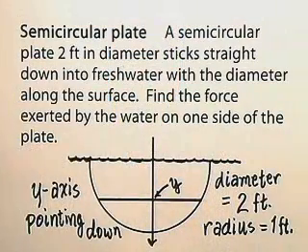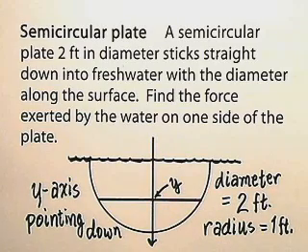Now let's look at an example where we compute the force on a submerged plate and where the shape of the plate is not simply rectangular. Semicircular plate. A semicircular plate 2 feet in diameter sticks straight down into fresh water with the diameter along the surface. Find the force exerted by the water on one side of the plate.